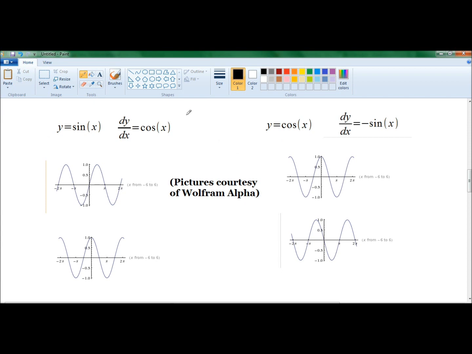Okay, so you're also given two very important trigonometric rules. If y is equal to sine x, then the change in y over the change in x is equal to cosine x. So the derivative of sine x is cosine x. Likewise, the derivative of cosine x is negative sine x.